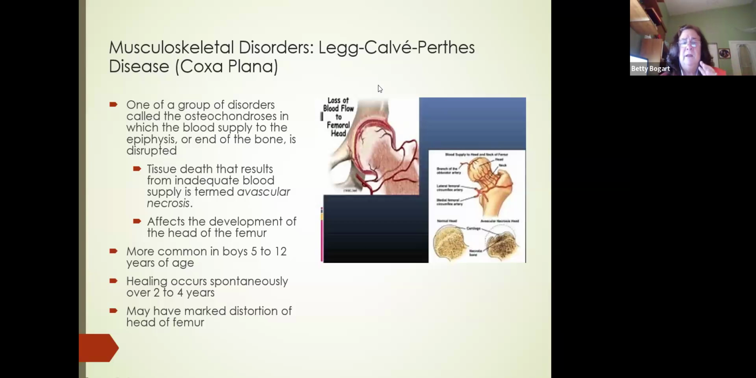It's usually in boys ages 5 to 12, and it's something that in time tends to spontaneously heal, over quite a bit of time. Many of these young boys end up with hip replacements as an older person.